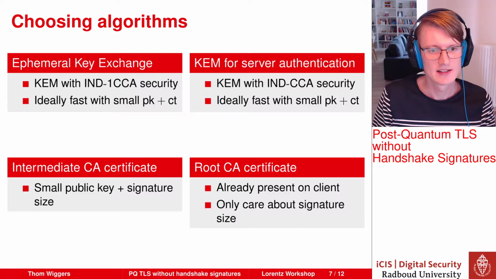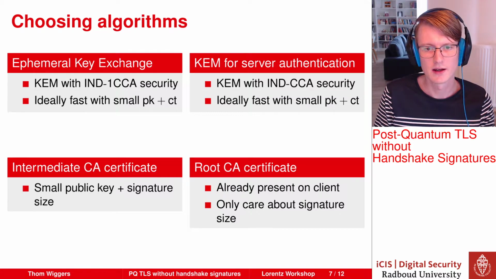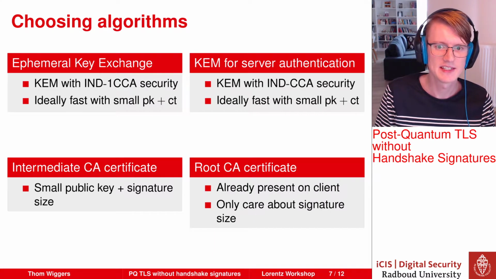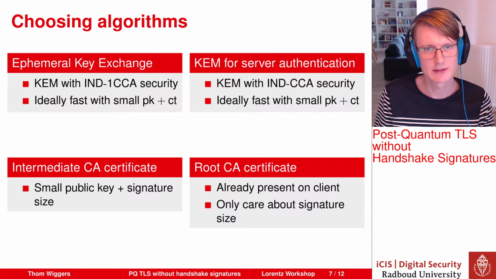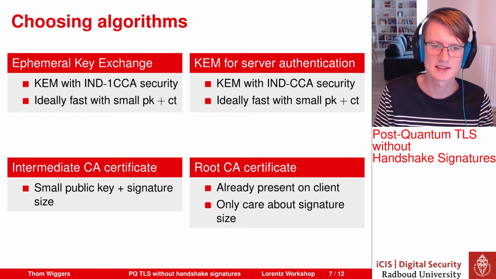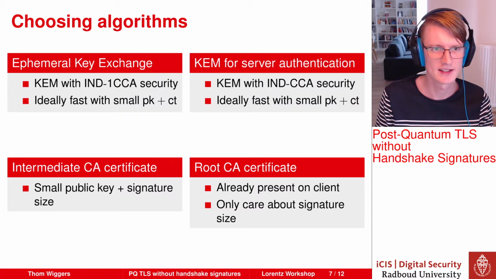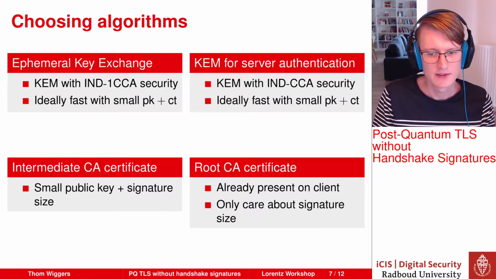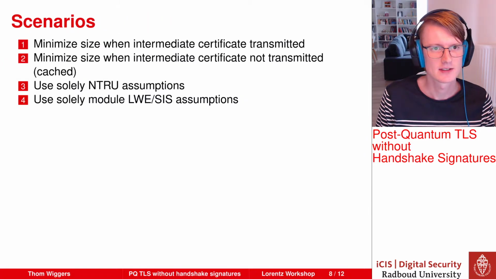And then there is the intermediate CA certificate, which is most of the time used in TLS. The root certificate is present on the computer, but then they use the root certificate to sign an intermediate CA certificate, which then signs the leaf certificates for all of the clients. And we will investigate CAM TLS both with and without these intermediate certificates.